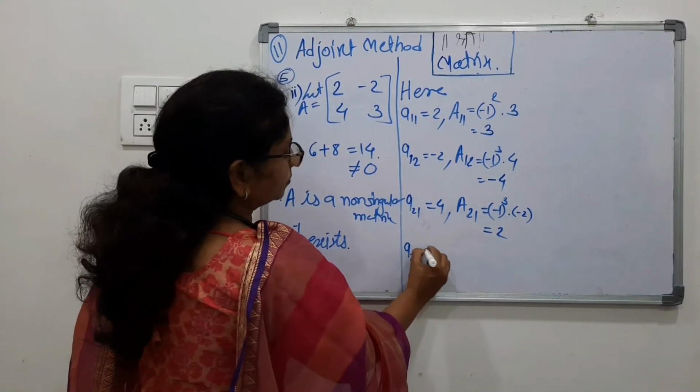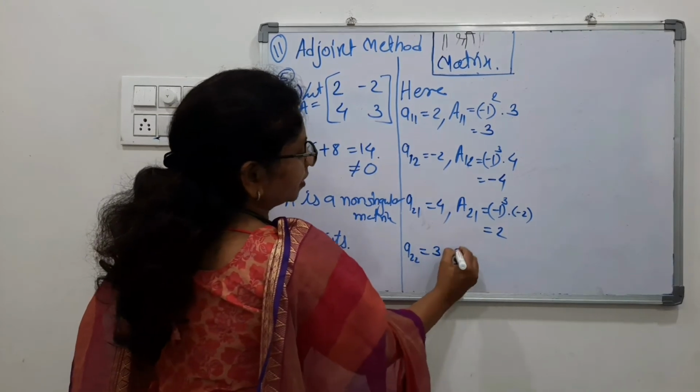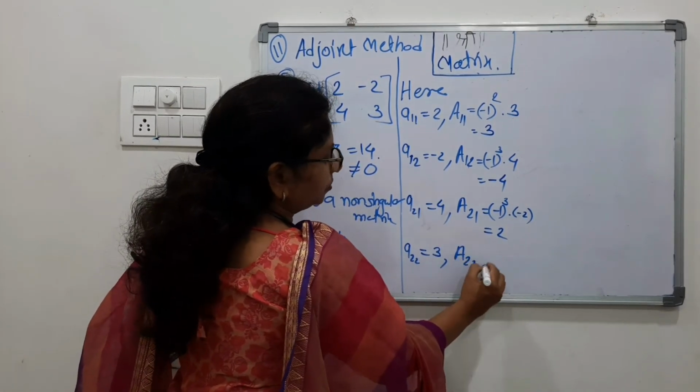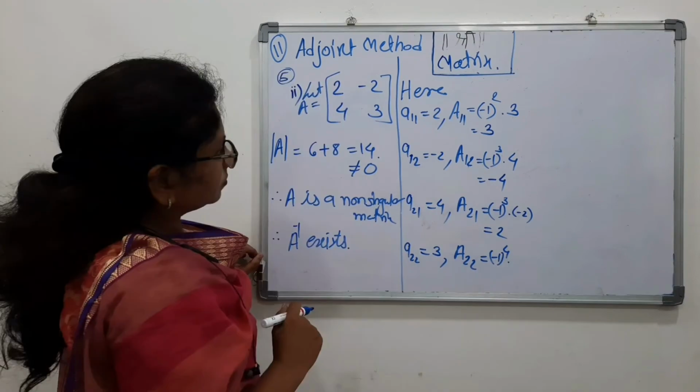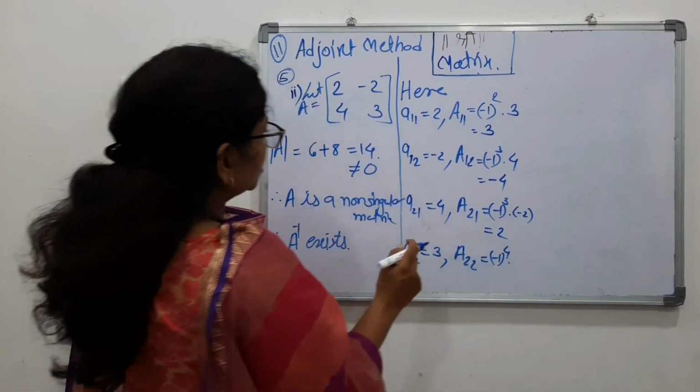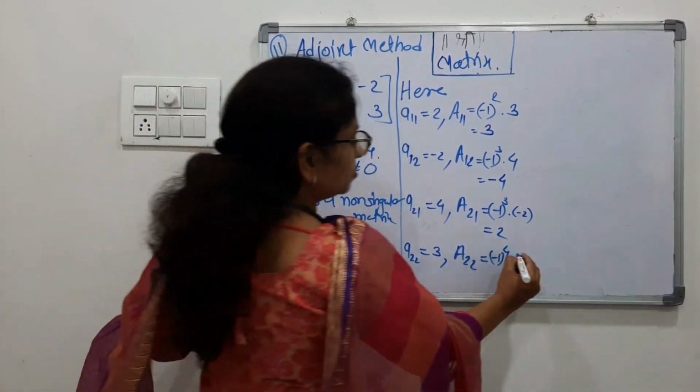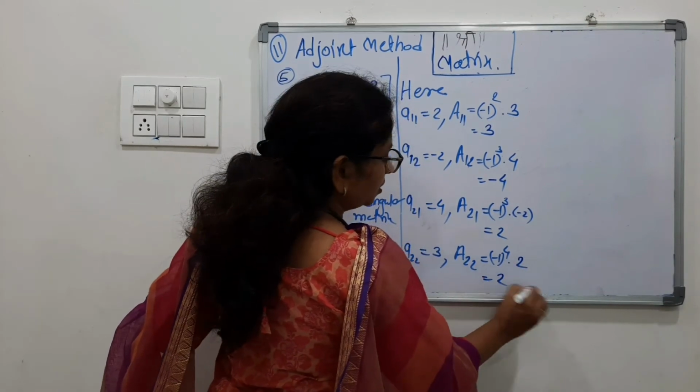Now A22 is 3. Corresponding cofactor is A22, minus 1 to the power 4. What is the minor of these 3? Hide this and this, that is 2. Plus 1 into 2 is 2.